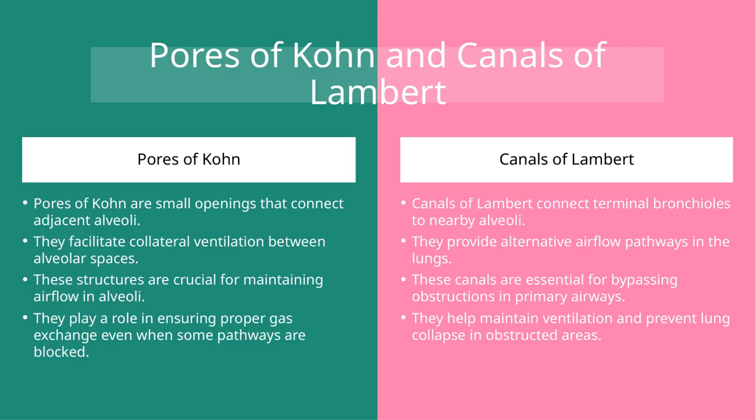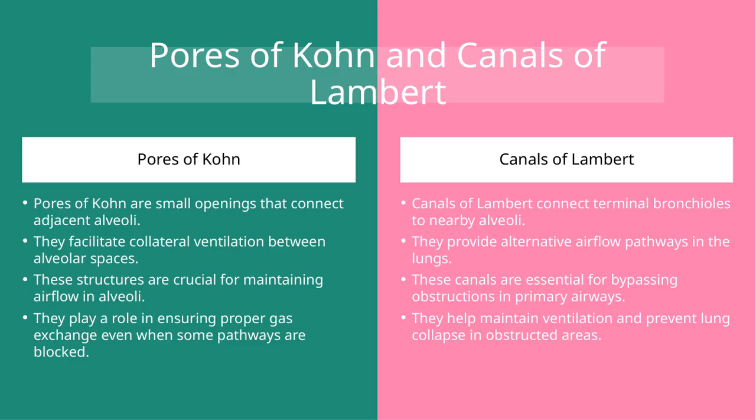Now, moving on to the canals of Lambert. These are channels that connect the terminal bronchioles directly to nearby alveoli. Their significance lies in providing alternative routes for airflow within the lungs. If the primary airways are obstructed, these canals allow air to bypass the blockage, helping to keep the alveoli ventilated. This mechanism is vital for preventing lung collapse and maintaining overall lung health, especially in cases of airway obstruction.